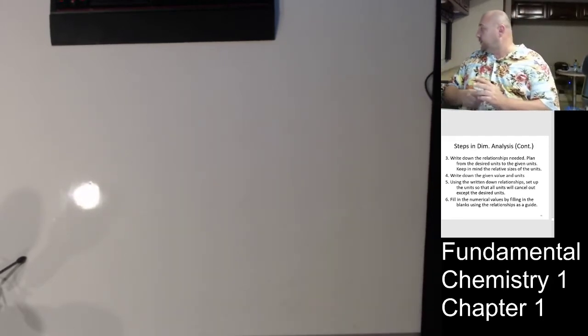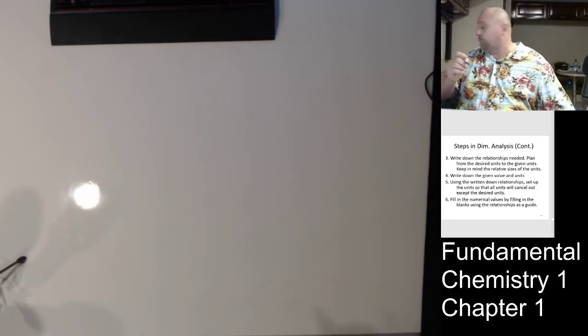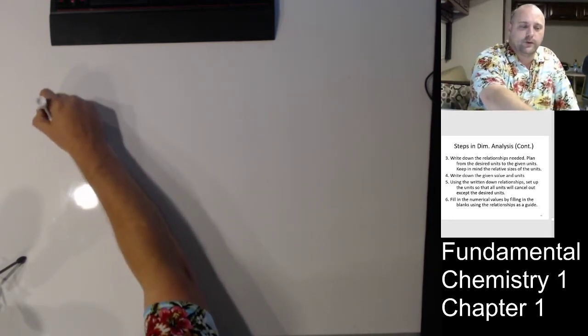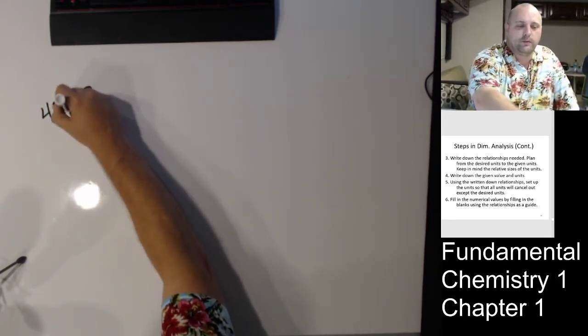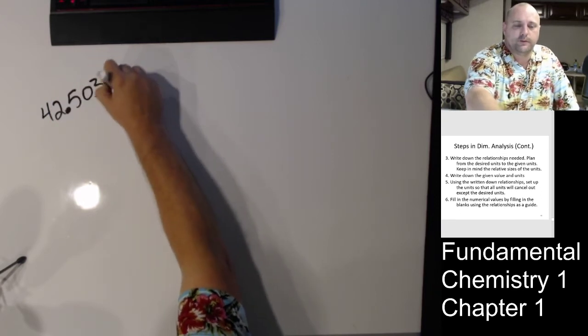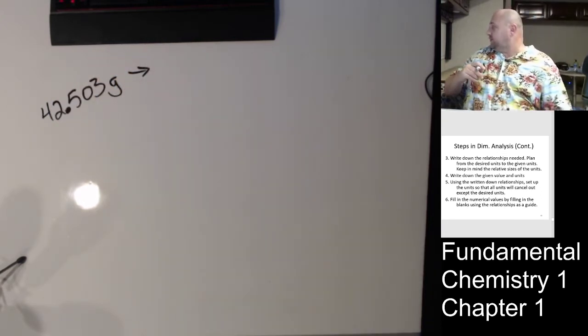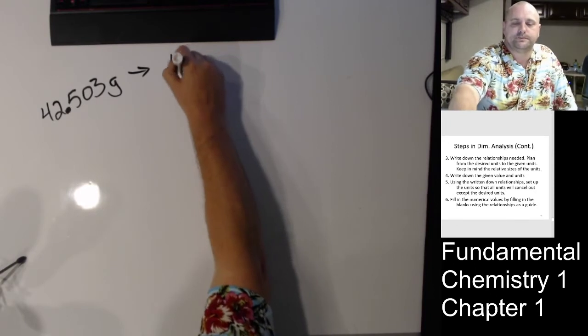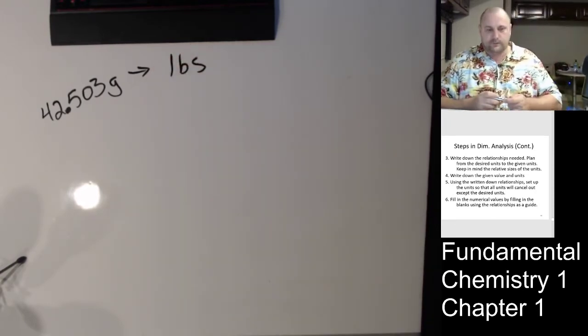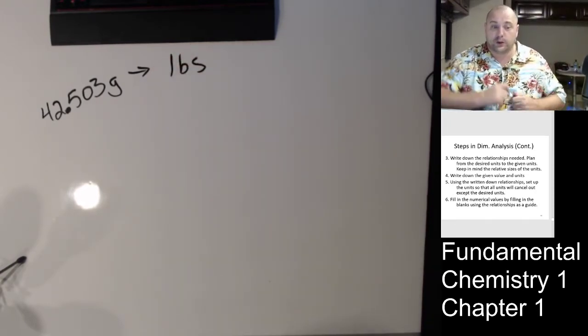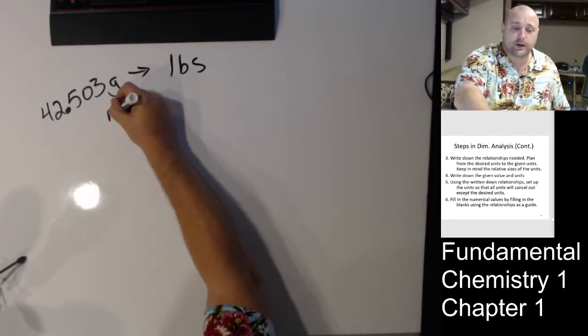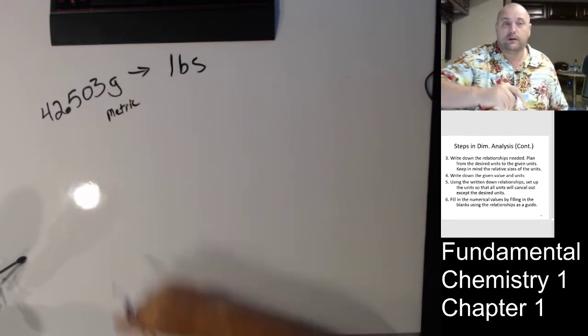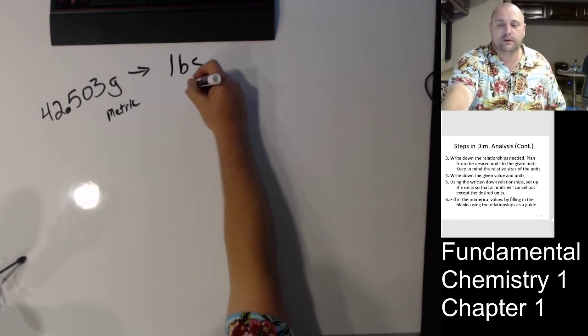Let's slow down and do another one then. So 42.503 grams is where they're starting us at. 42.503 grams. And this time they asked us to go to pounds. All right. So in this one, I can see that grams is metric. Pounds is English.